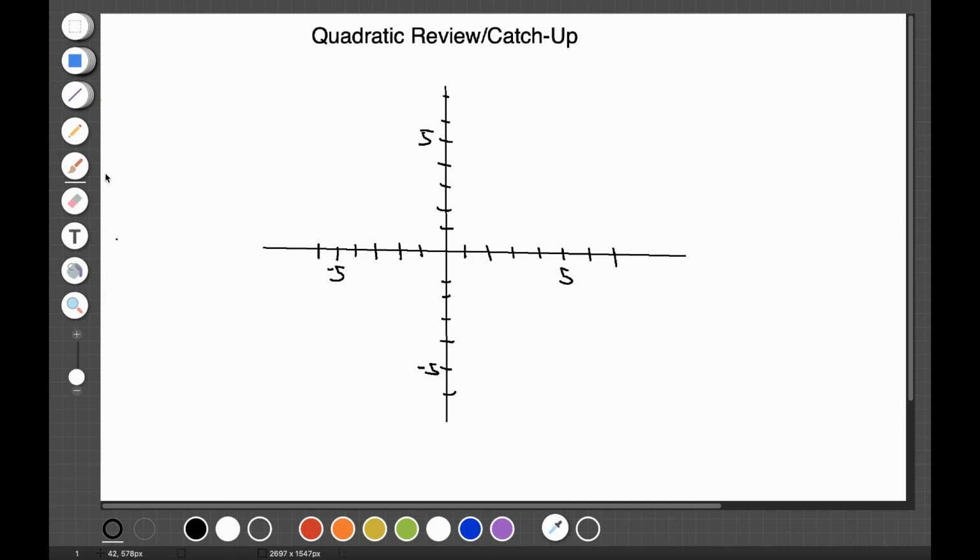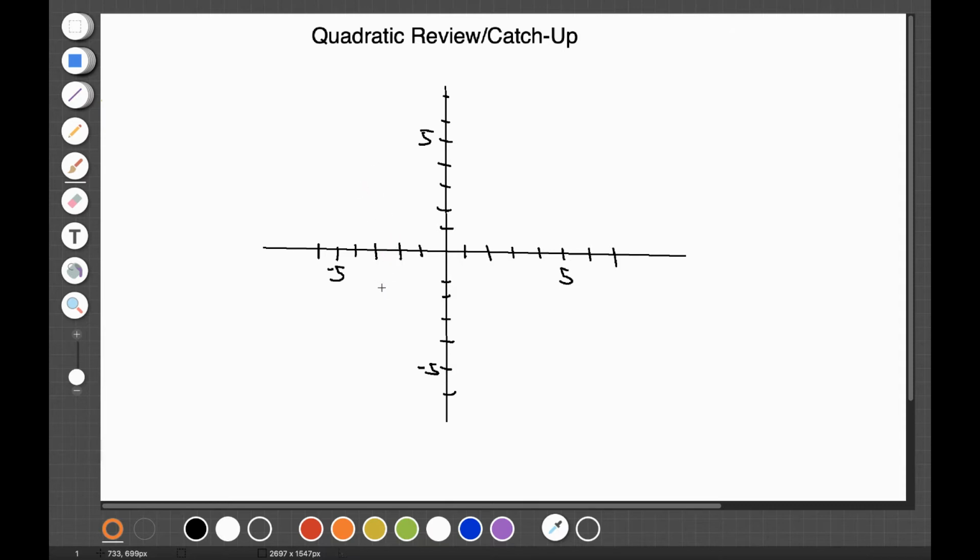All right, so this whole week is about just doing a review on everything we've done with quadratics so far and a catch up, focusing mainly on the most important things. So for most of us, this is going to be a review, but if you haven't been following along or for whatever reason you got behind, this is a good opportunity to catch up.